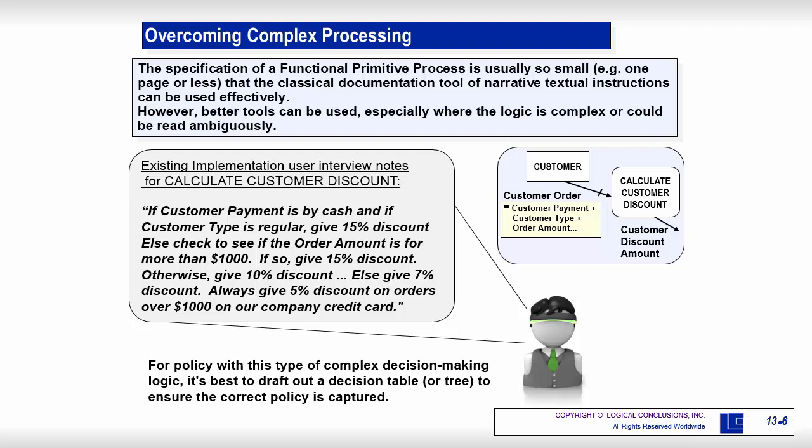Now, for policy with this type of complex decision-making logic, it's best to draft out a decision table, or tree, to ensure all the correct policy is captured. Let's do that on the following couple of slides.